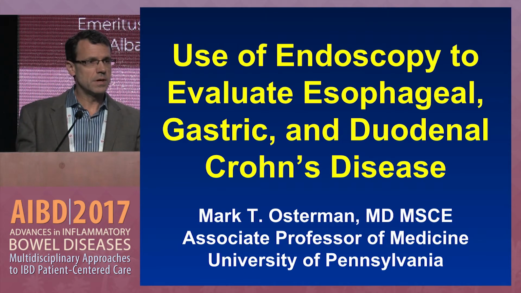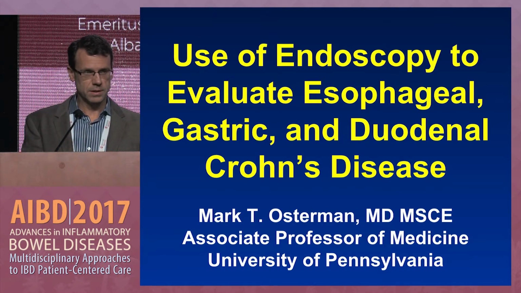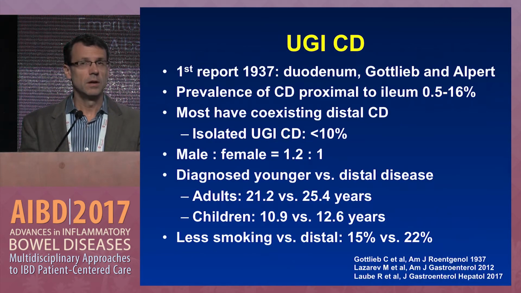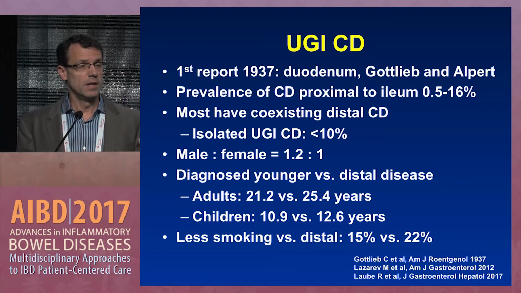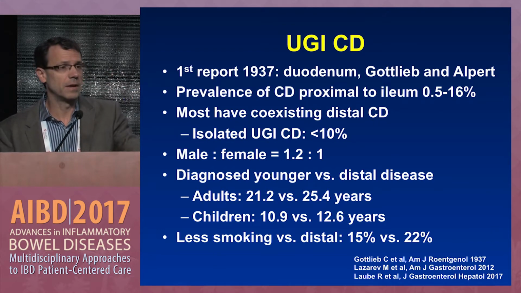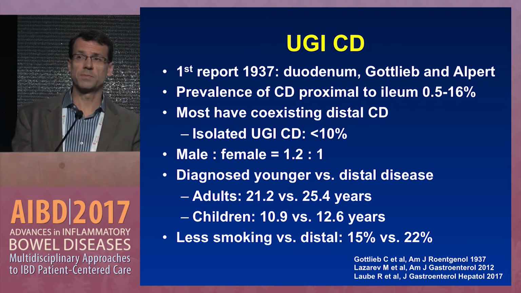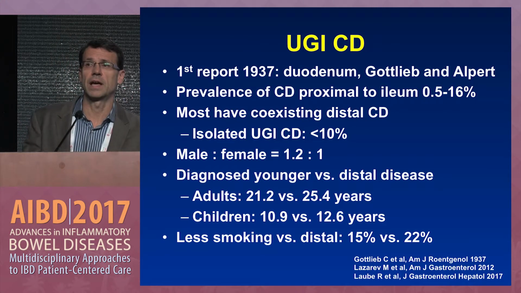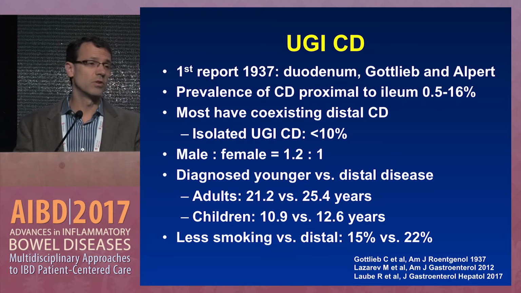So we'll be talking about the use of endoscopy to evaluate esophageal, gastric, and duodenal Crohn's disease. And we'll first begin just talking about upper GI Crohn's disease overall. It was actually first reported in 1937 in the duodenum by Gottlieb and Alpert. It's a relatively rare condition with a prevalence of Crohn's disease proximal to the ileum of anywhere between 0.5% to 16%. Most patients, the overwhelming majority, will have coexisting distal Crohn's disease.